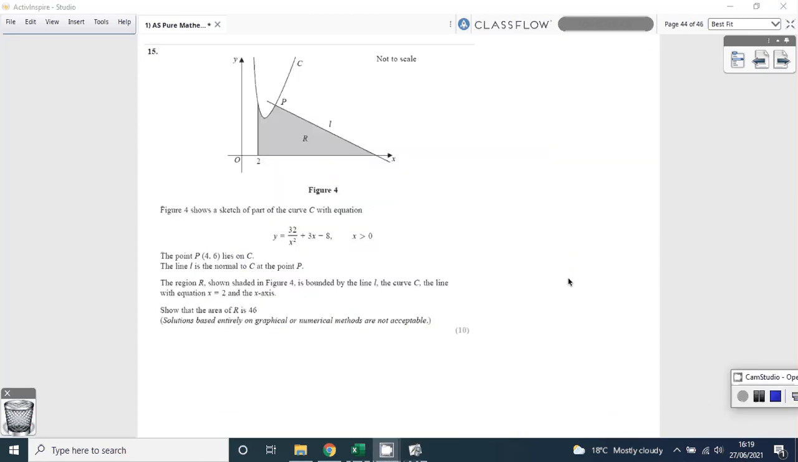Question 15. So there's quite a lot going on here. It's a 10 marker, so give it some thought, and if you need a hint, just move on to the next bit.